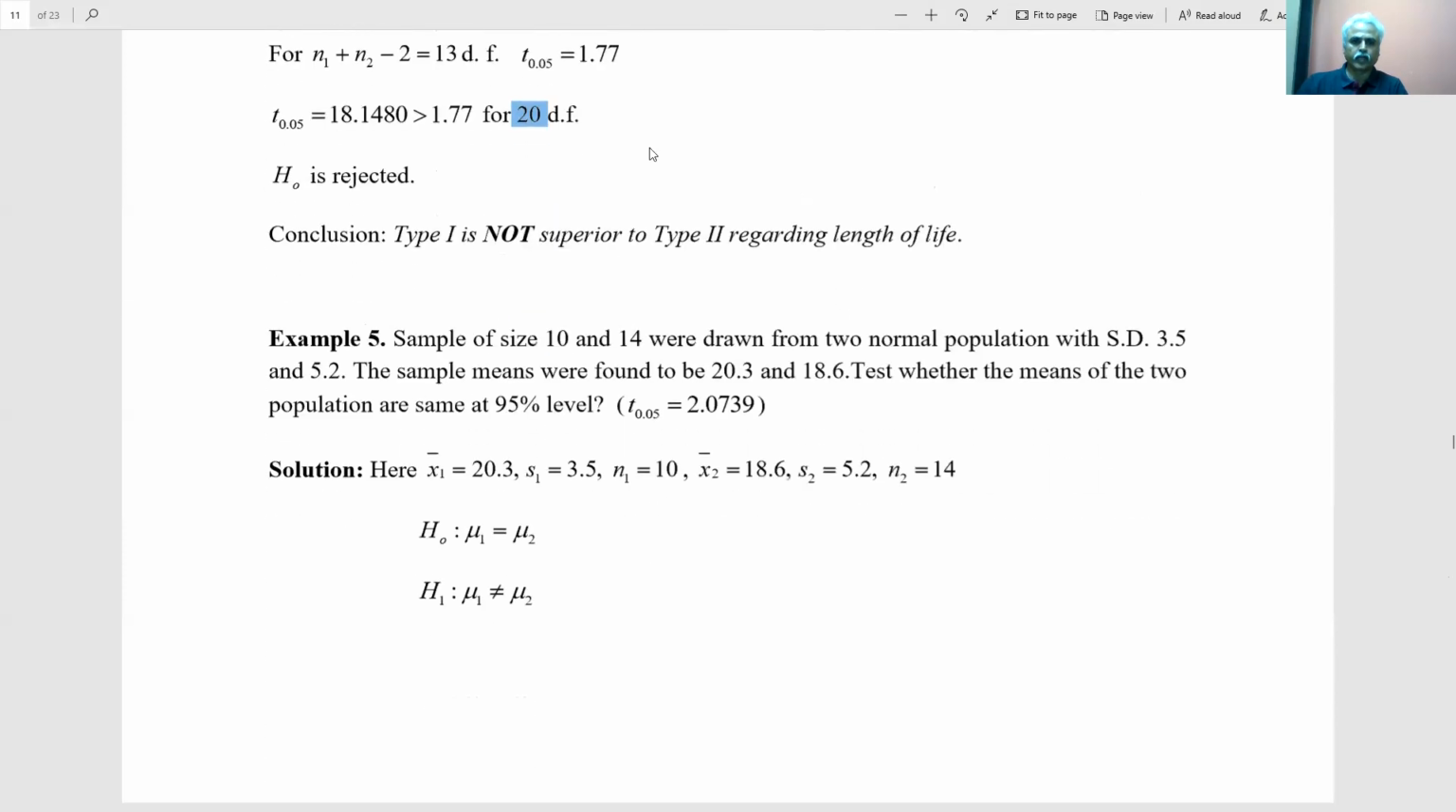Instead of "not", you should write: since the hypothesis is rejected, type 1 is superior to type 2. That is regarding the life of the bulb. So now with this, we'll move to the next example.